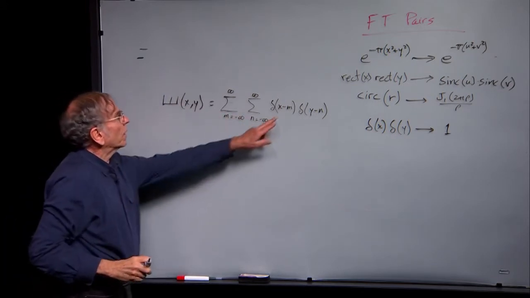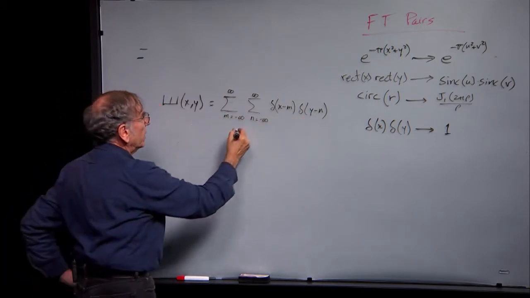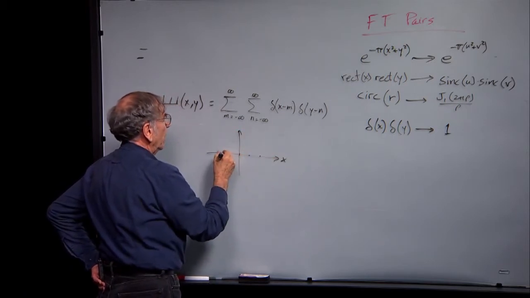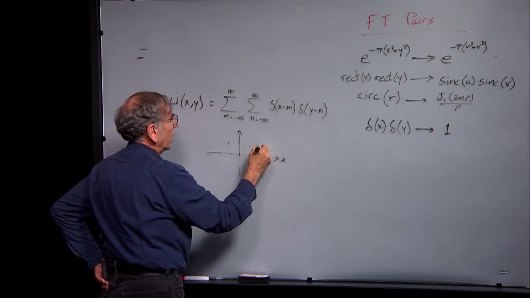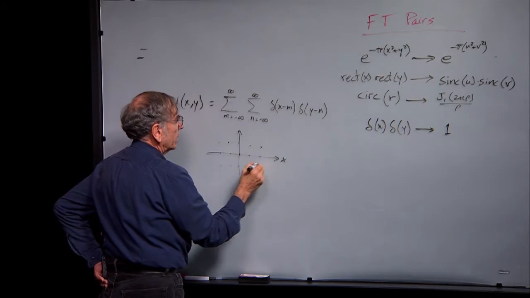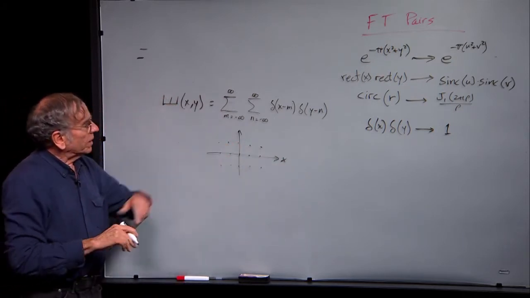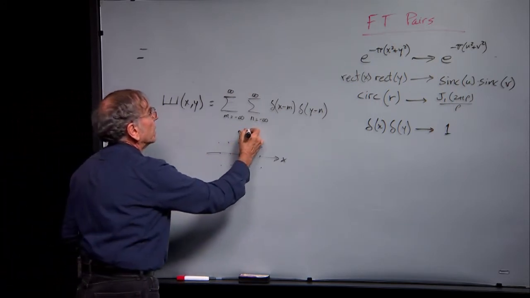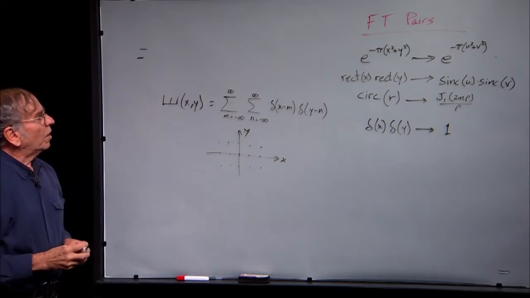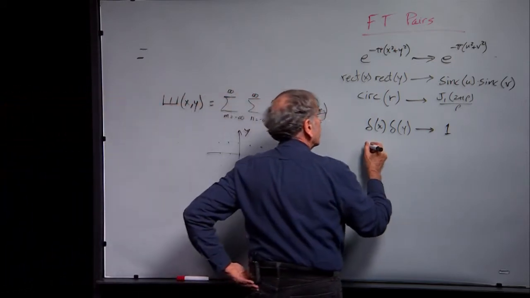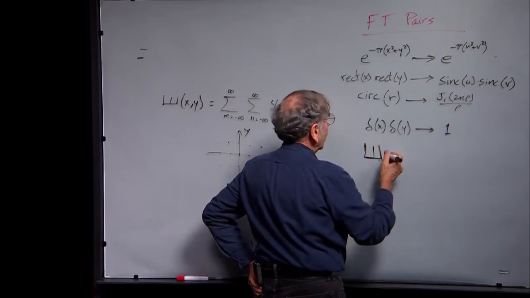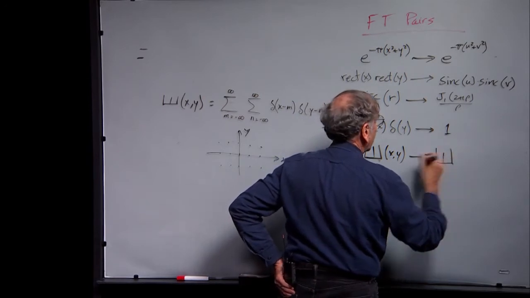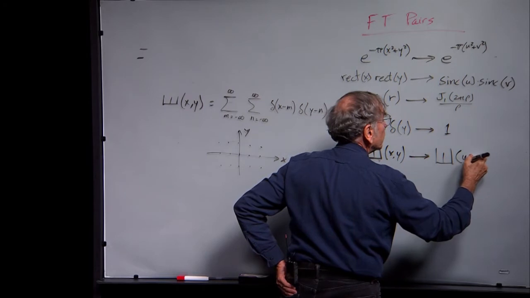We sum this over all m's and n's, and what that does is, if we're looking down on the xy plane, there will be a delta function at every point in a square lattice of lattice size 1. So you can imagine this bed of nails arrangement of delta functions in the plane as m and n take on all possible values. And just like in the 1D case, the Shah function is another function whose Fourier transform is the same as itself. So Shah of xy transforms into Shah of uv.